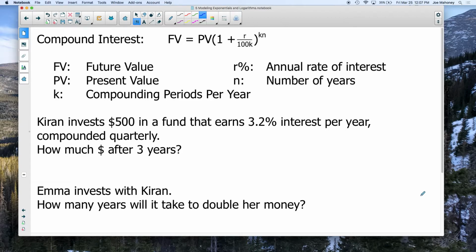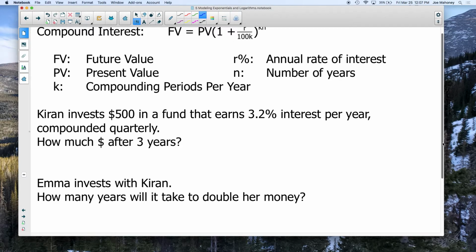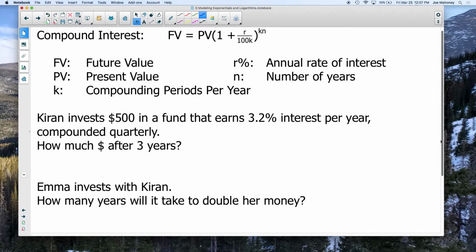So my buddy Kieran invests $500 in a fund. He's earning 3.2% interest per year, compounded quarterly. How much money do we have after 3 years?